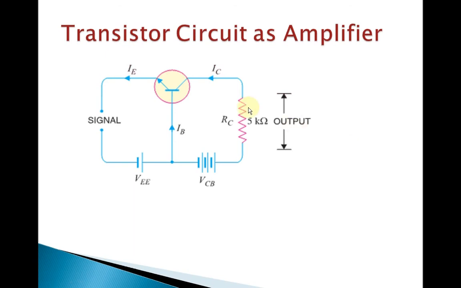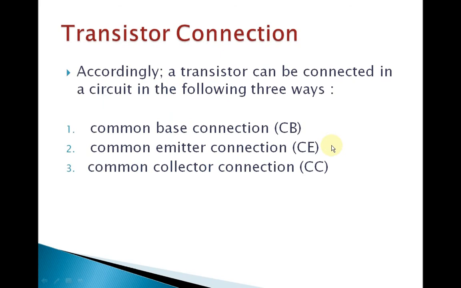So what will be the difficulty? The difficulty will be making one terminal of the transistor common to both the input and output. For example, we have 3 terminals: emitter, base and collector. If we make the emitter common, the other 2 will be input and output. If we make the base common, emitter and collector will be input and output.